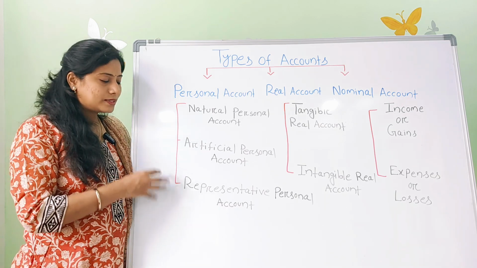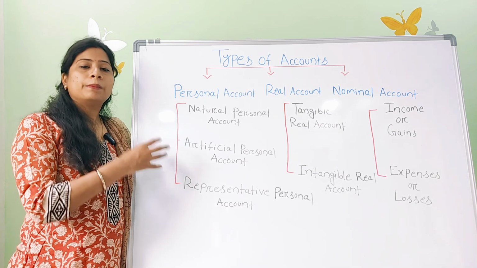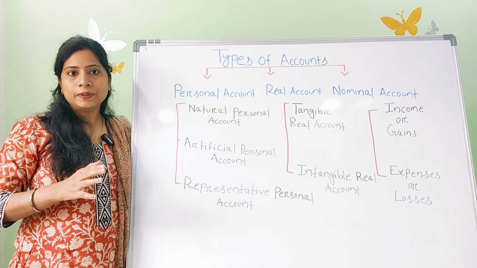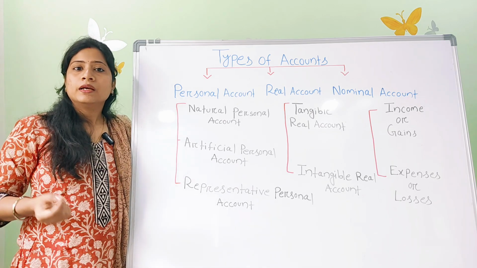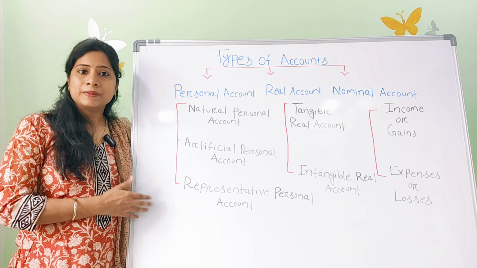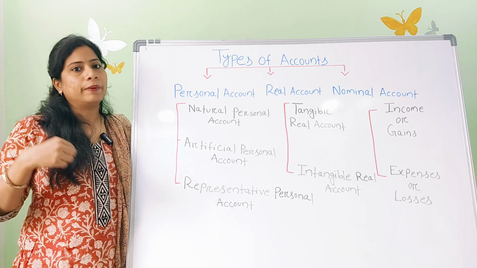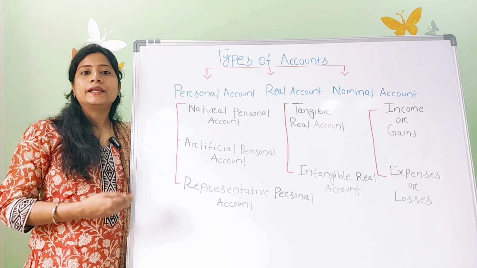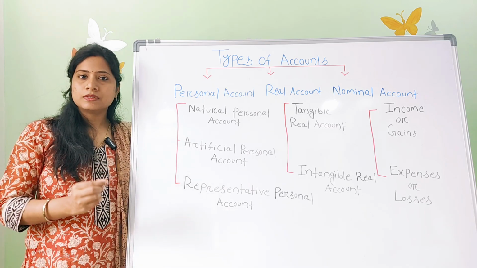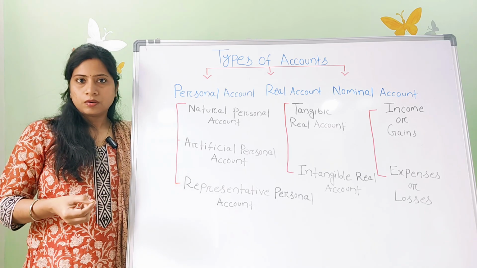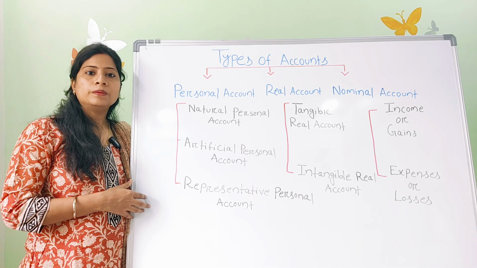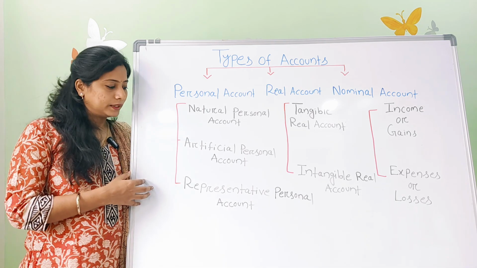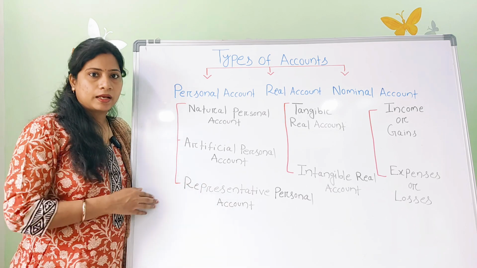This account is related to the previous year transactions or coming year transactions. For example, salary of an employee is due from last year, means last year's salary is not paid yet to the employee. So this is called outstanding salary. Outstanding means which is due or unpaid. So this is related to the previous year transactions, and this comes under representative personal account.